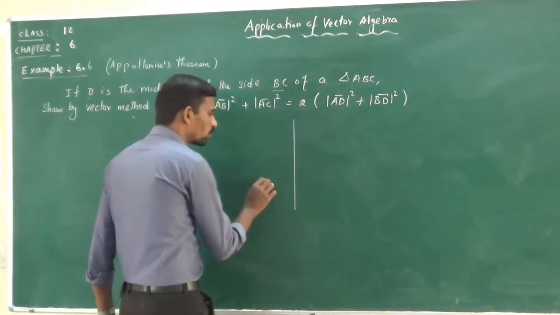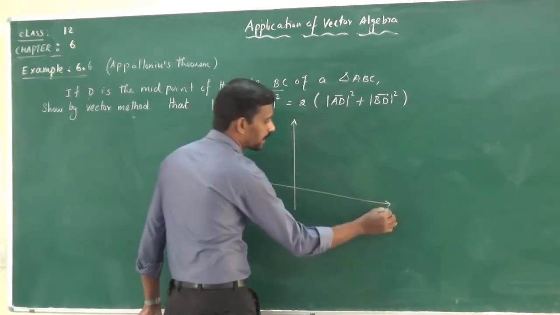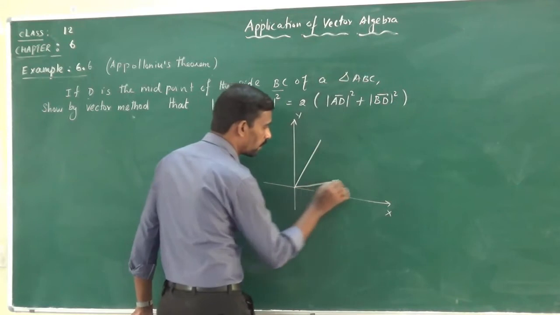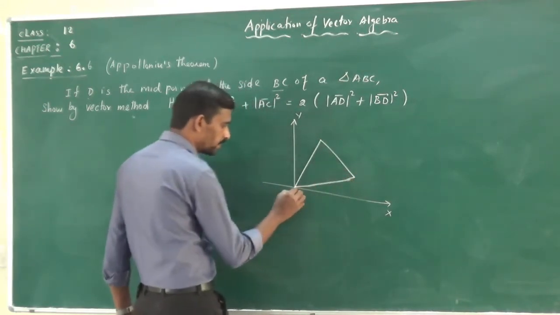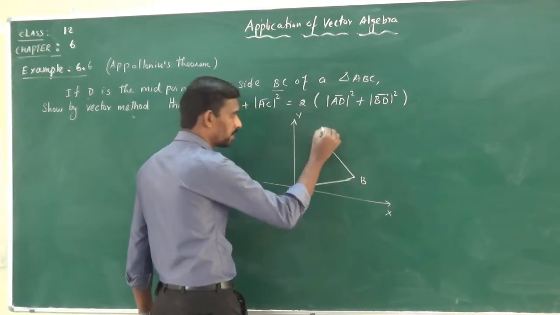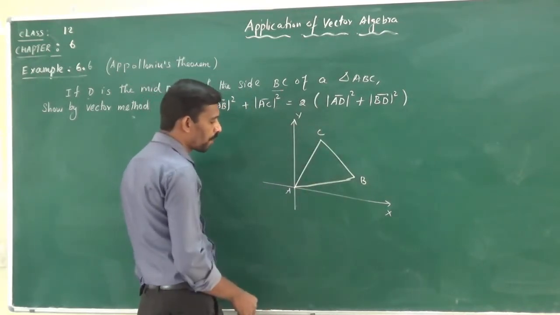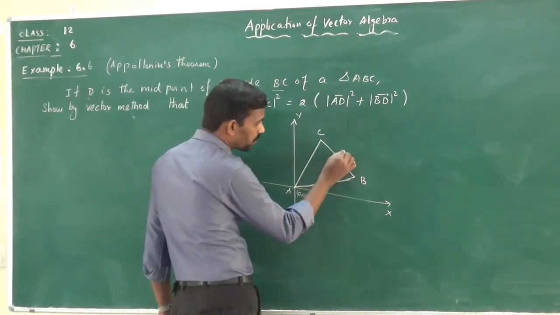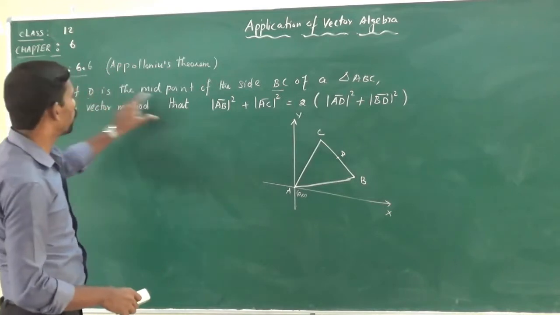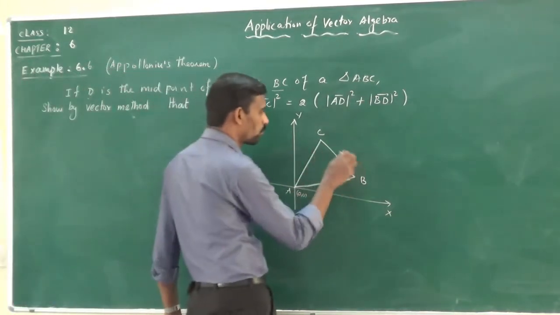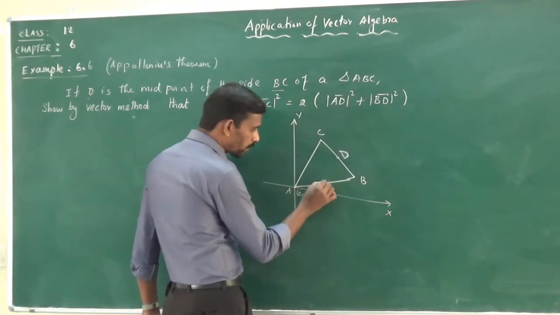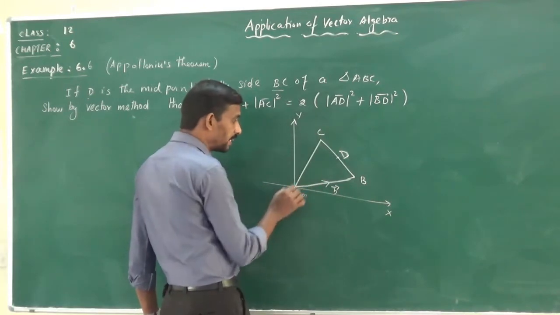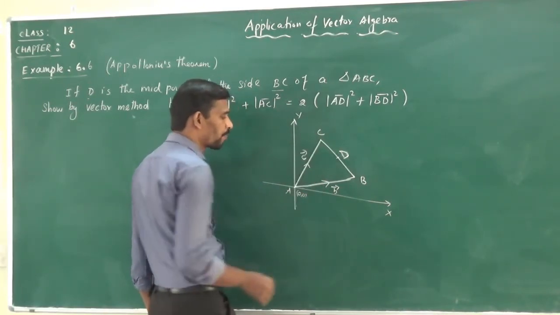So now I am going to draw a diagram. This is the x-axis and this is the y-axis. This is a triangle. This is A and this is B and this is vertex C. Now A is the origin, and D is the midpoint of BC. So this is given: D is the midpoint of side BC. Now I take AB vector as B vector and AC vector as C vector.